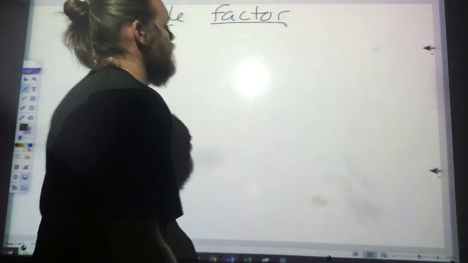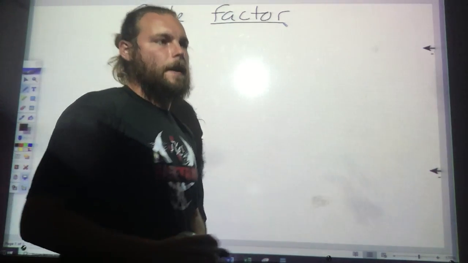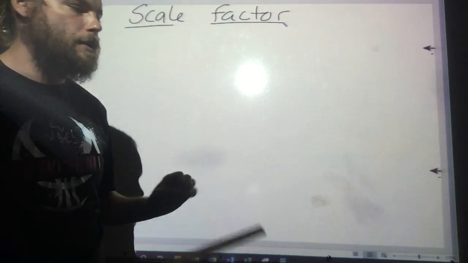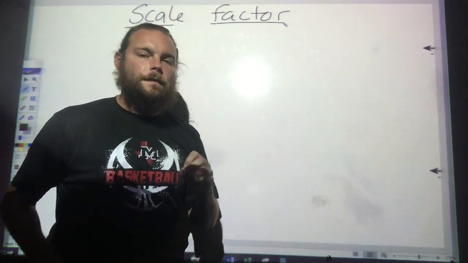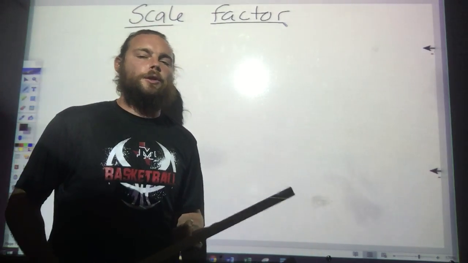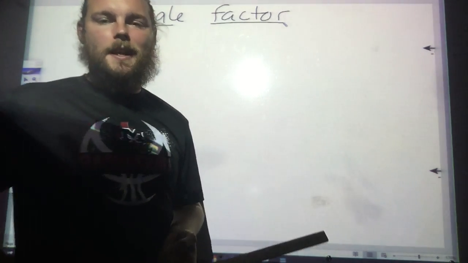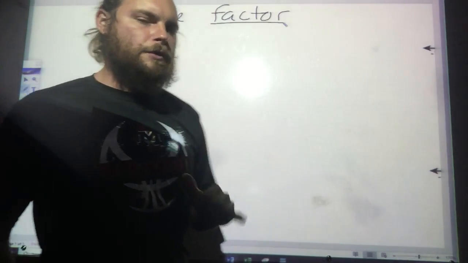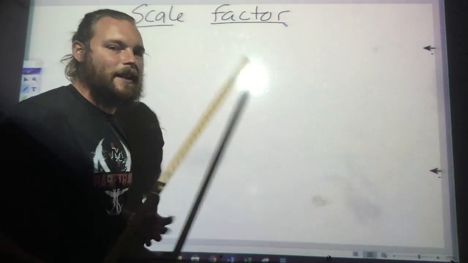All right, guys, today we're talking about scale factors. The last couple of days we've been talking about similarity and the properties of those. In particular, if two shapes are similar, corresponding angles are congruent and corresponding sides are proportional. Today we're going to talk about some of the proportional stuff as it applies to scale factors.